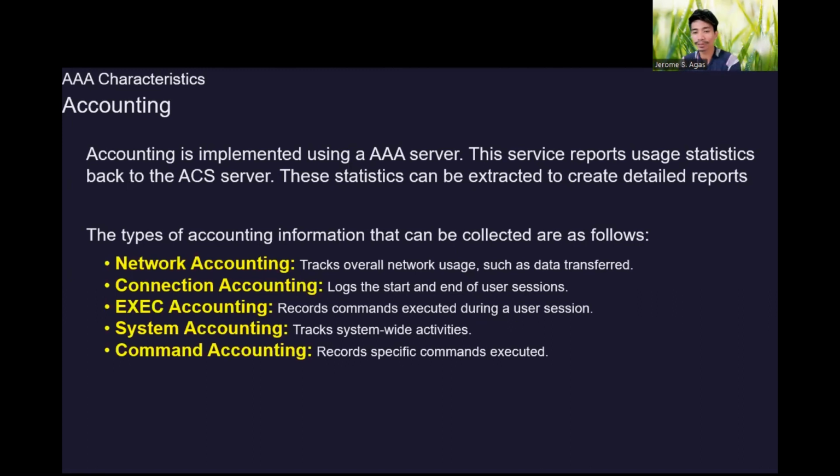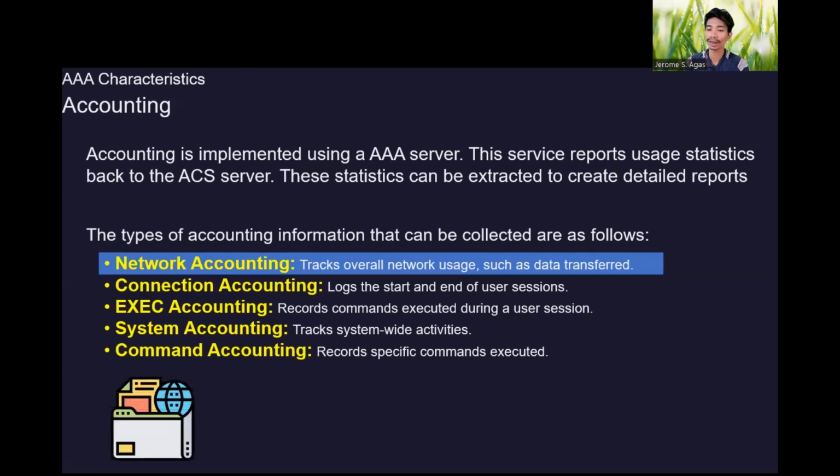But the types of accounting information that can be collected are as follows. Number one is network accounting. Of course, it tracks overall network usage, such as the data transferred. So you are monitored by how much internet you are using, and of course, how long did you use the network, right? When you connect on the Wi-Fi, of course, you are monitored. So how long did you connect to my internet, or what Mbps, or what data size, what data did you use, or did you consume, right?